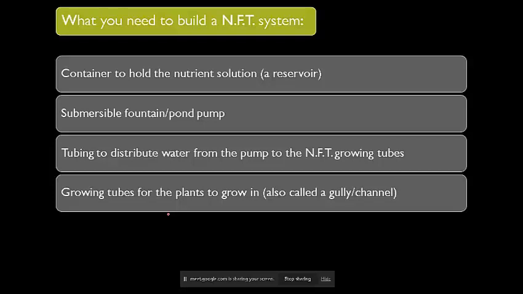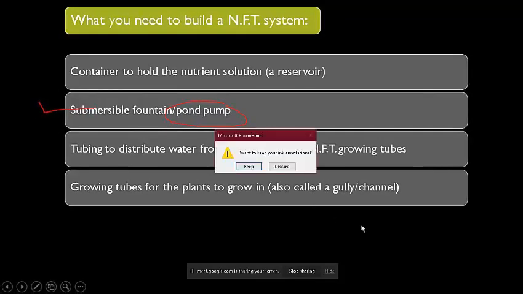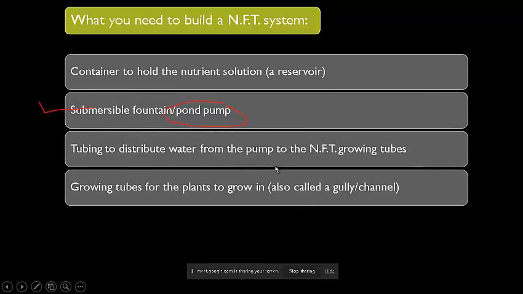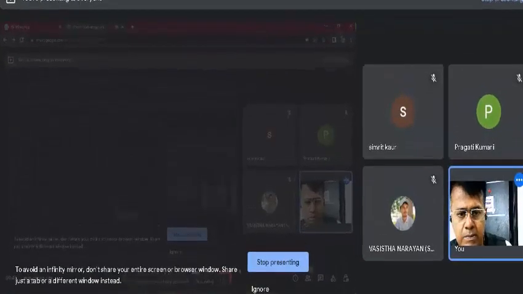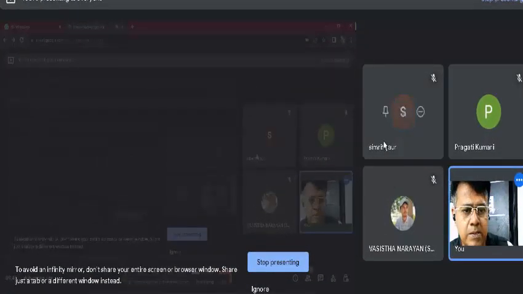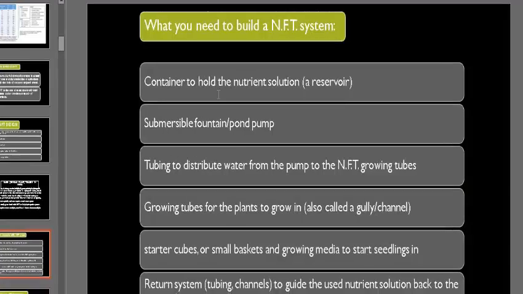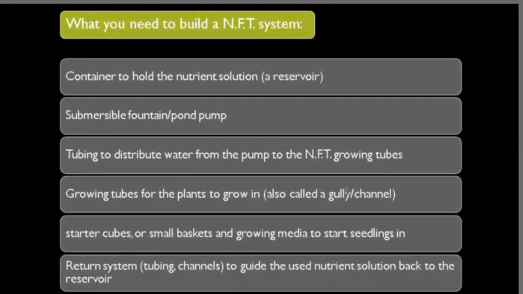Who will tell me? What is the function of a submersible pump? Hello? What is the function of a submersible pump? Have you heard about the submersible pump? Hello? Am I audible? I think I'm not audible. Hello beta, am I audible? Smriti, Pragati? Okay. So tell me, what is the function of a submersible pump?